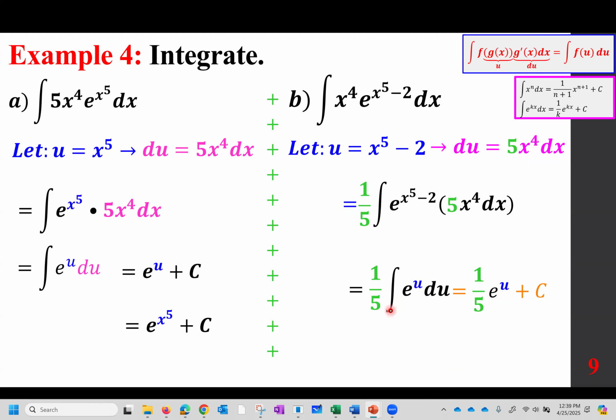And replace the u with x to the power of 5 minus 2. The final answer is 1/5 e to the power of x to the power of 5 minus 2 plus a constant. If you differentiate this, it will give you the same expression without the dx.